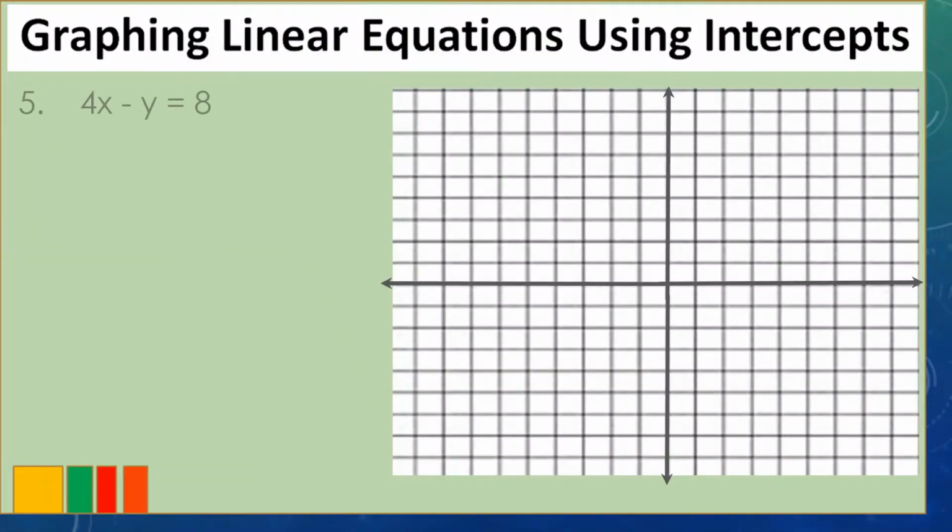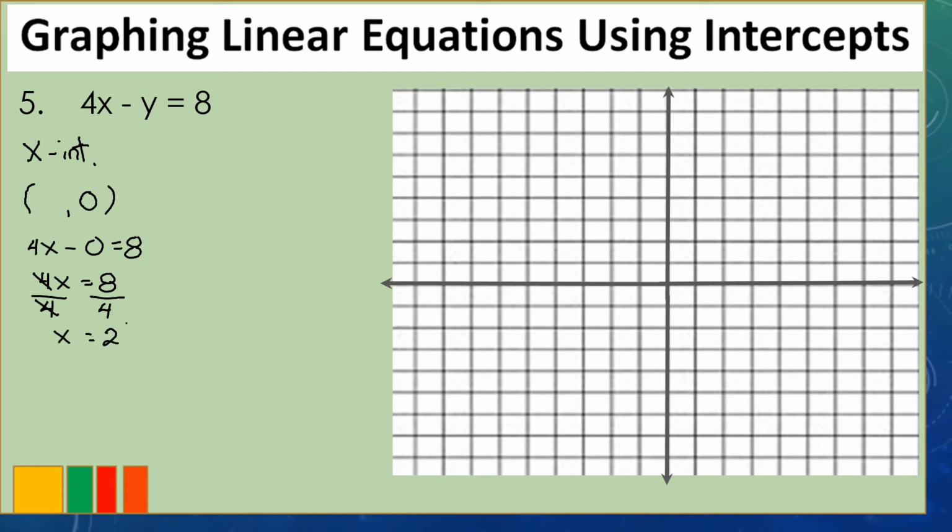Graph linear equation using intercepts. Equation number 5 is 4x minus y equals 8. Now, to get the x-intercept, we represent the value of y as 0. And if y is 0, it will be cancelled. So it will be 4x equals 8. To solve for the value of x, we need to divide both sides by 4. And then 4 will be cancelled. Our value for x is equal to 2. So the x-intercept is 2.